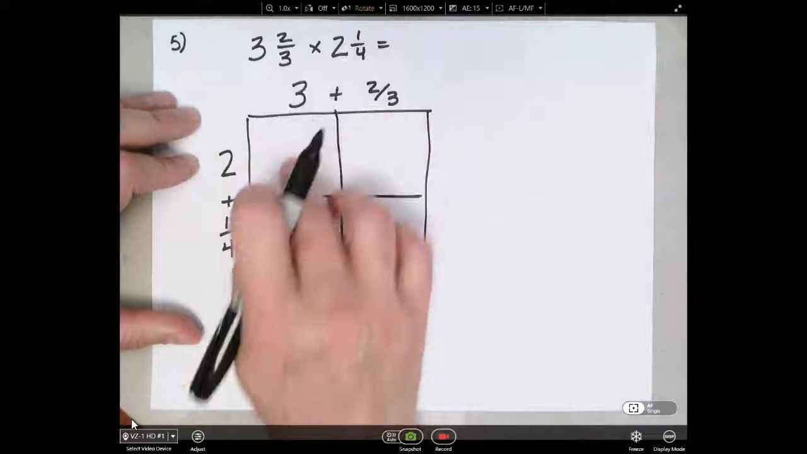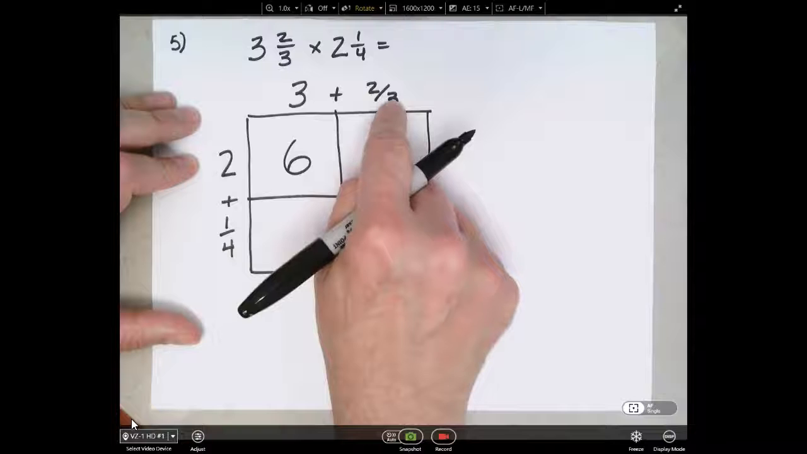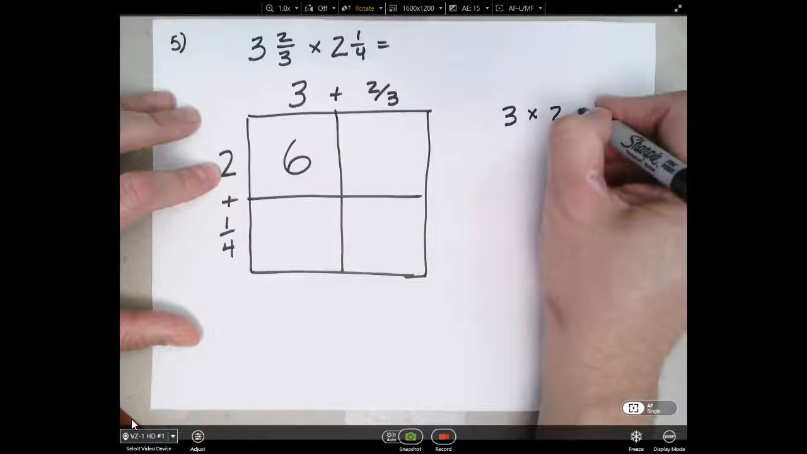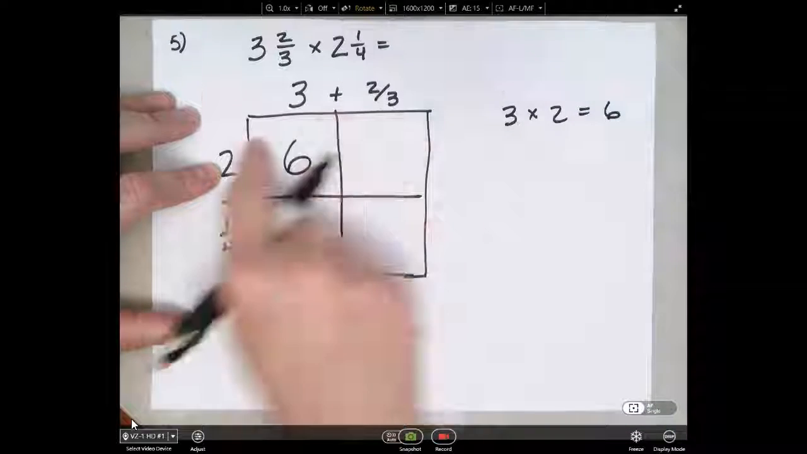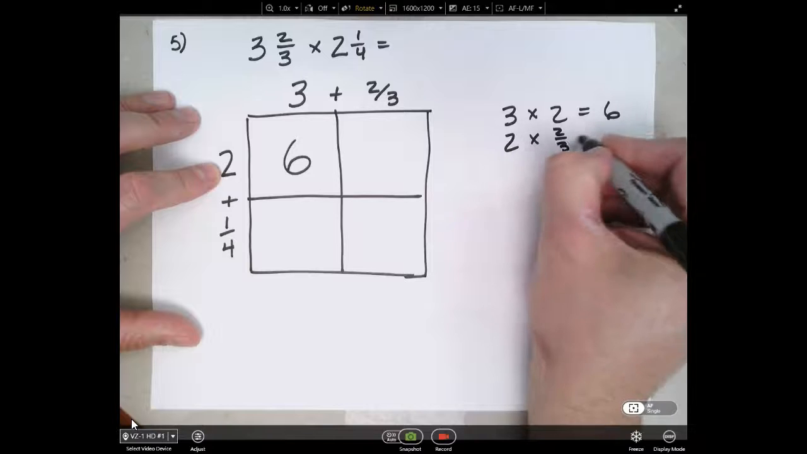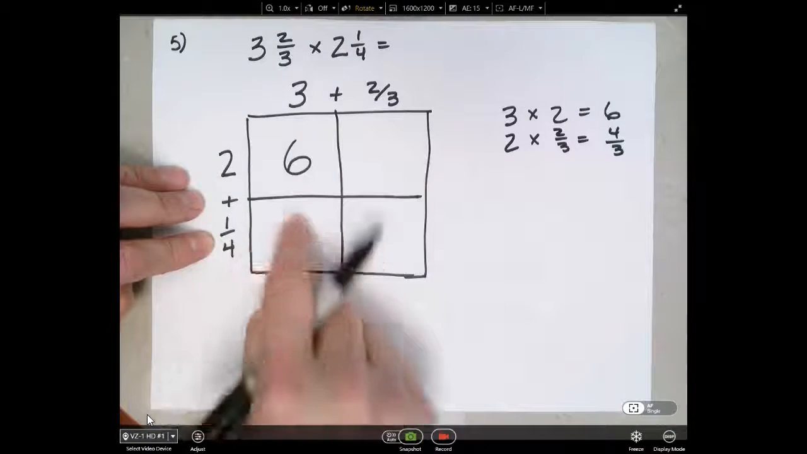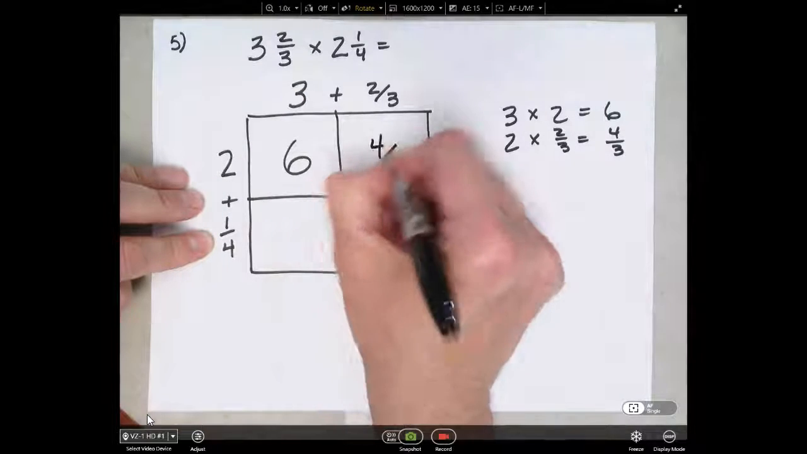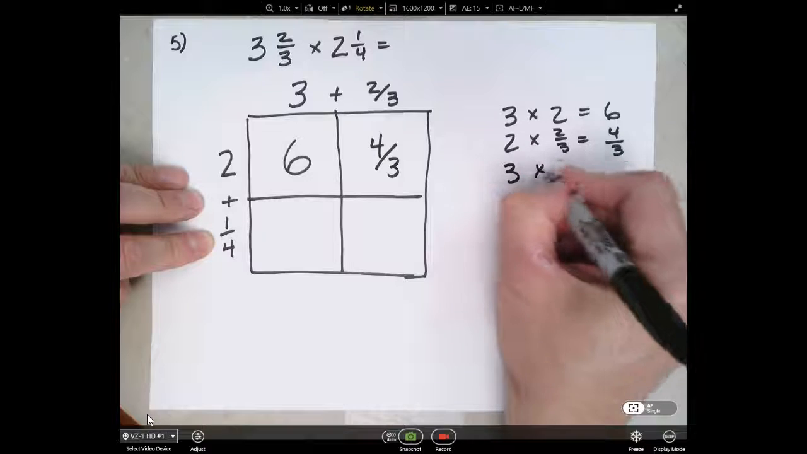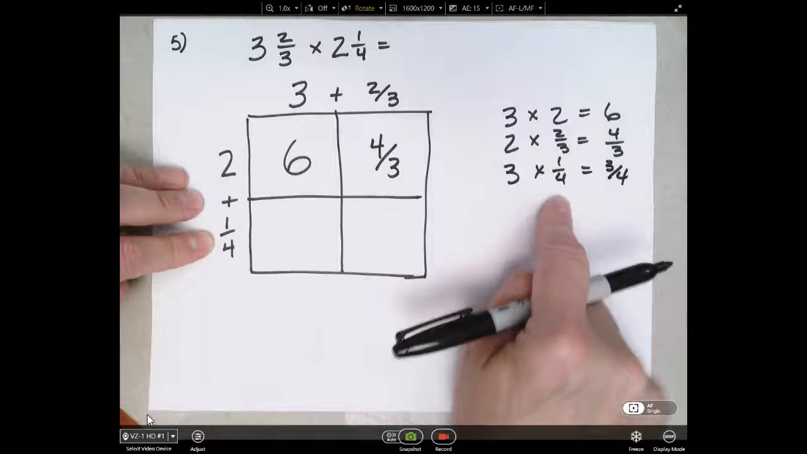Okay, so 3 times 2, well that's 6. 2/3 times 2. So let's record these over here. 3 times 2 equals 6. Let's go with 2 times 2 over 3. That just gives us 4 over 3. And 1/4 times 3. Okay. 3 times 1/4. That's simply 3/4. 3 over 4.